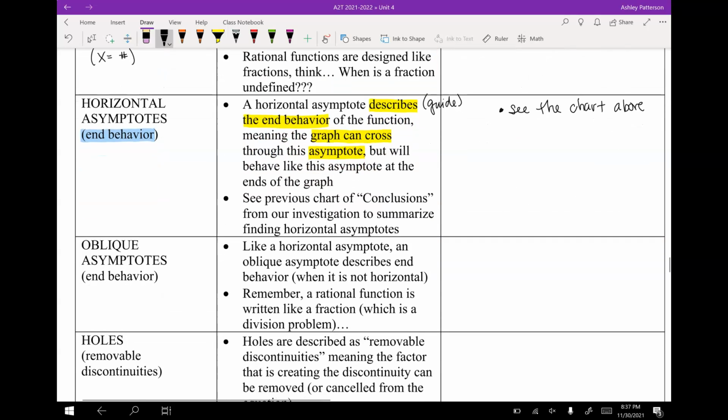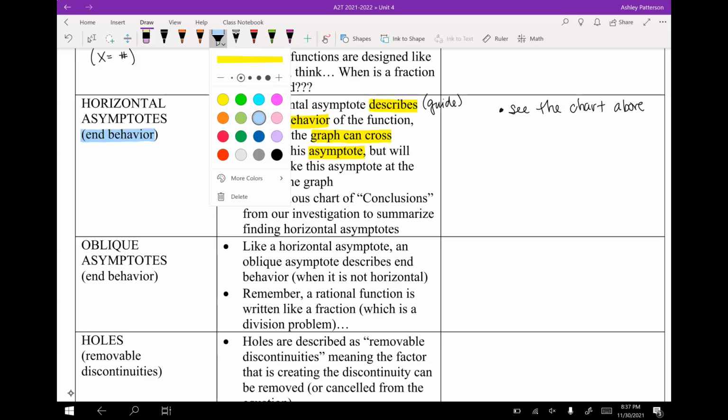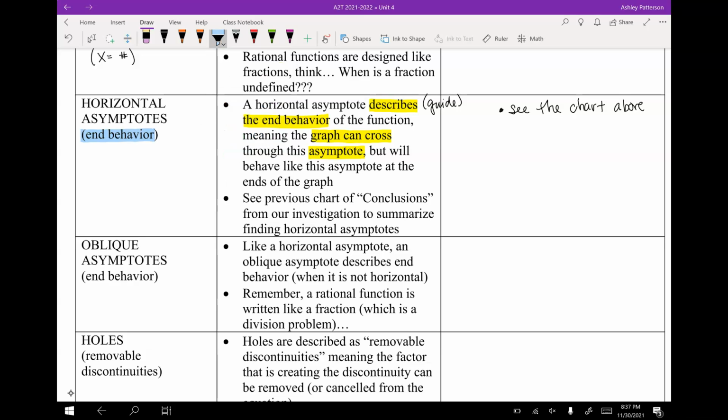The third type of asymptote that we might come across is the oblique. All right, oblique could be slant. It could be parabolic. There's a bunch of different options. For us, these are going to be slanted lines. Okay, again, they could be parabolic, they could be cubic, it all depends. But for us in this course, we're only going to see oblique asymptotes that are slanted lines. These also guide the end behavior of the function.